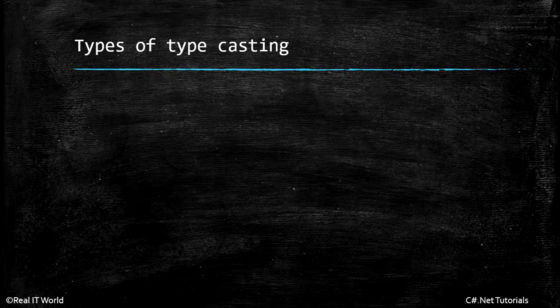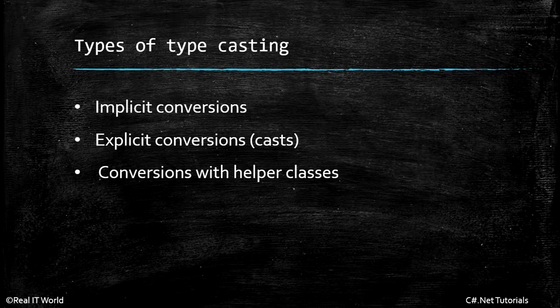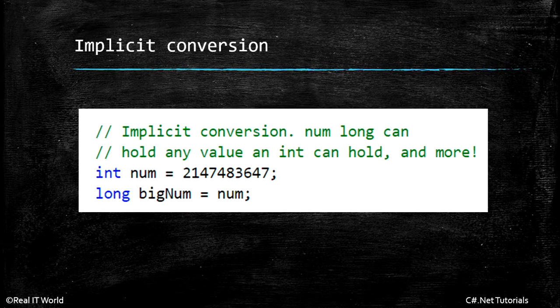So, types of typecasting. In C#.NET, we can do this typecasting mechanism in different scenarios: implicit conversions, explicit conversions, then conversions with helper classes. Let's look at implicit conversion.